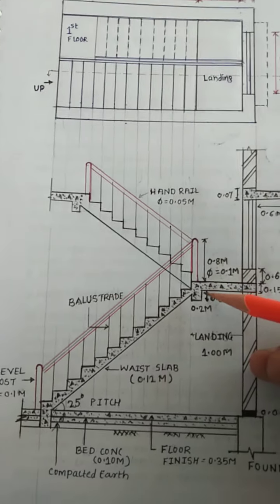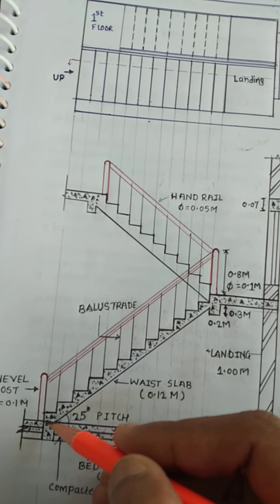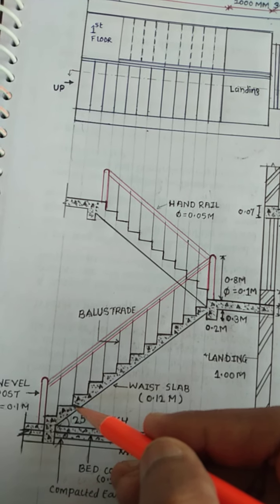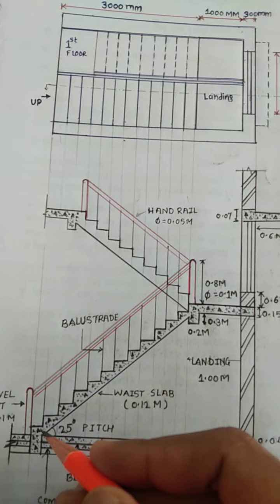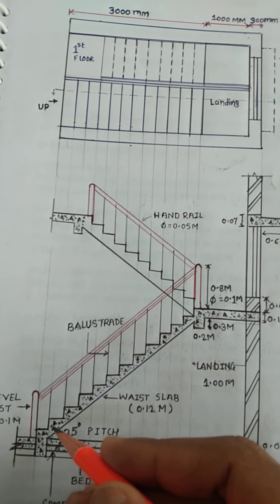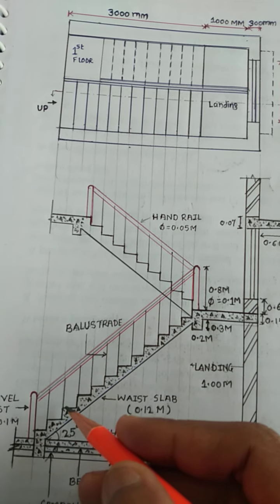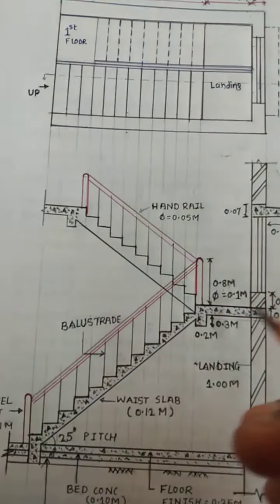Okay, then after drawing this line, start drawing your riser and tread. The riser, then tread, riser, then tread, riser, then tread. All these dimensions are given in the data, as a riser of 15 centimeter and tread of 25 centimeter is given. So I had drawn these lines. Okay, after drawing, you will reach over here.